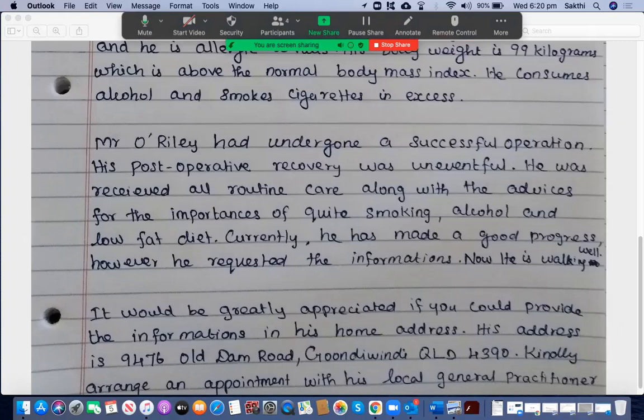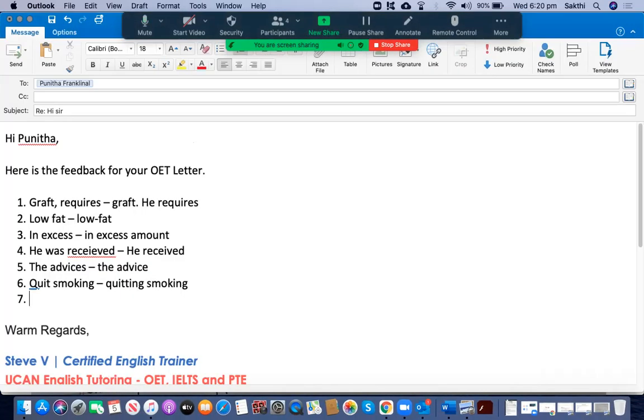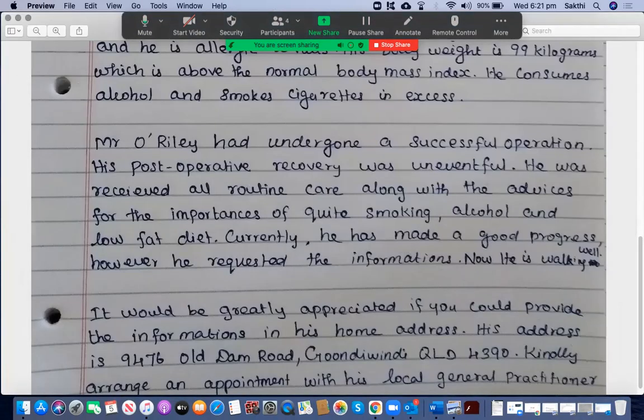And then there is another issue. So quiet is different from quit. Quiet is being silent, isn't it? So quiet is being silent. You should not speak. But quit is QUIT only. It doesn't need E at the end. So this is wrong. Quit smoking.